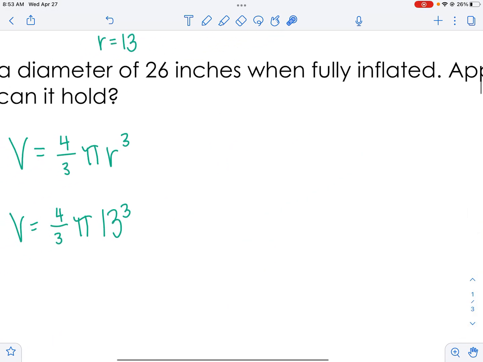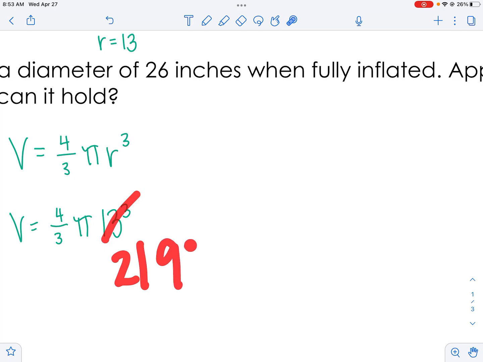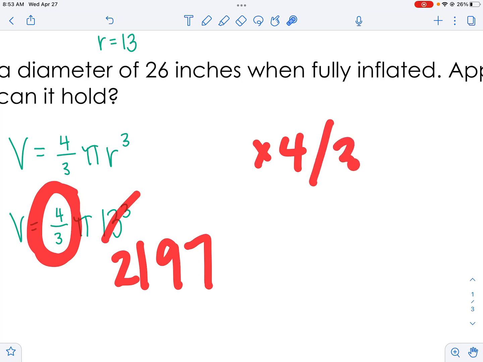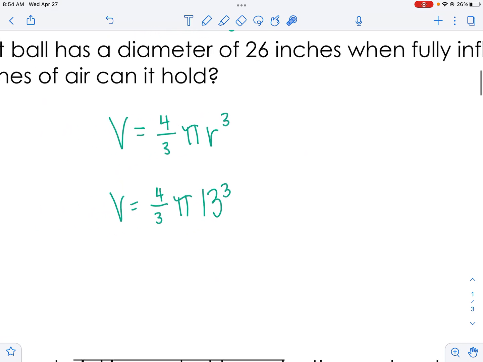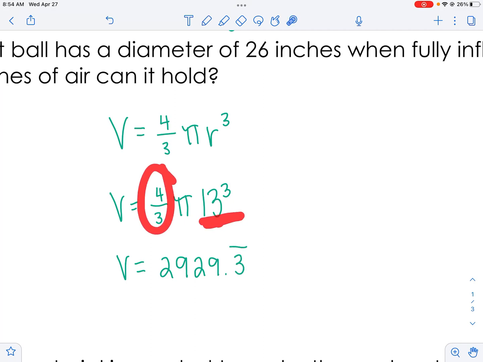Then I press enter. And I know that 13 cubed is 2,197. Then to do 4/3, all I'm going to do is just multiply by 4 and divide by 3. So I'm just going to do times 4 over 3. So I'm going to take that number, 2,197 times 4, divide by 3. And it gives me 2929.3 repeating. So that's 4/3 times 13 cubed, but don't forget I took the pi out, so I'm just going to throw it back in to leave it in terms of pi. And our units would be inches cubed. And that's it.